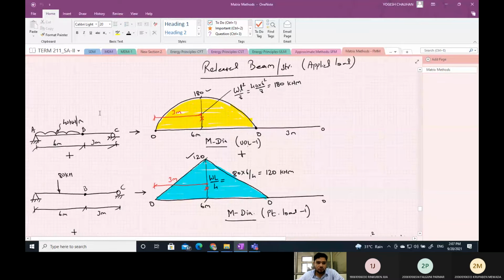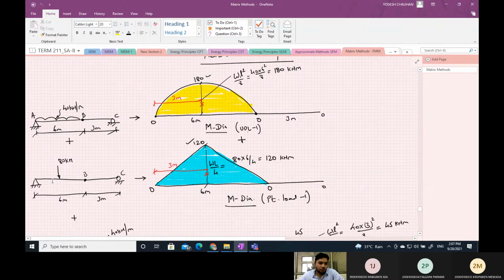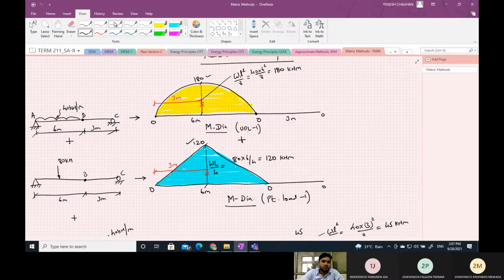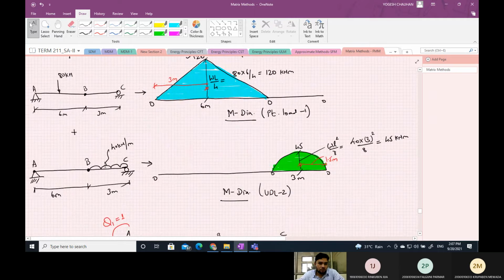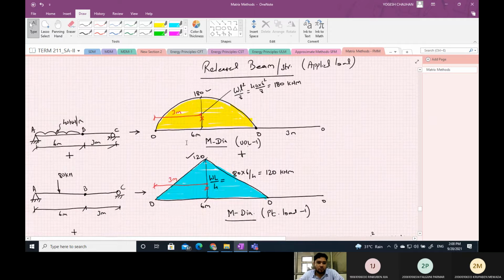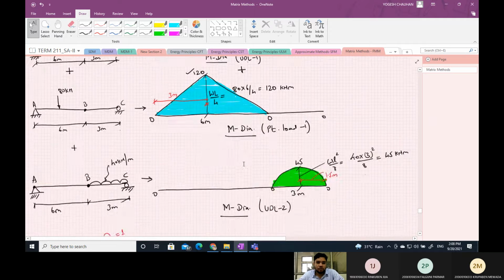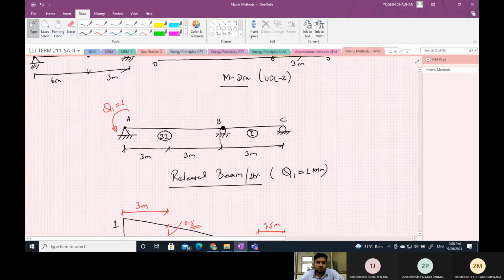Let us assume that the load is on AB only. So the bending moment diagram would be like this. This is the point load on span AB, the triangular bending moment diagram. Then the UDL on span BC will give you this. All these are the capital M diagrams for the given loading.